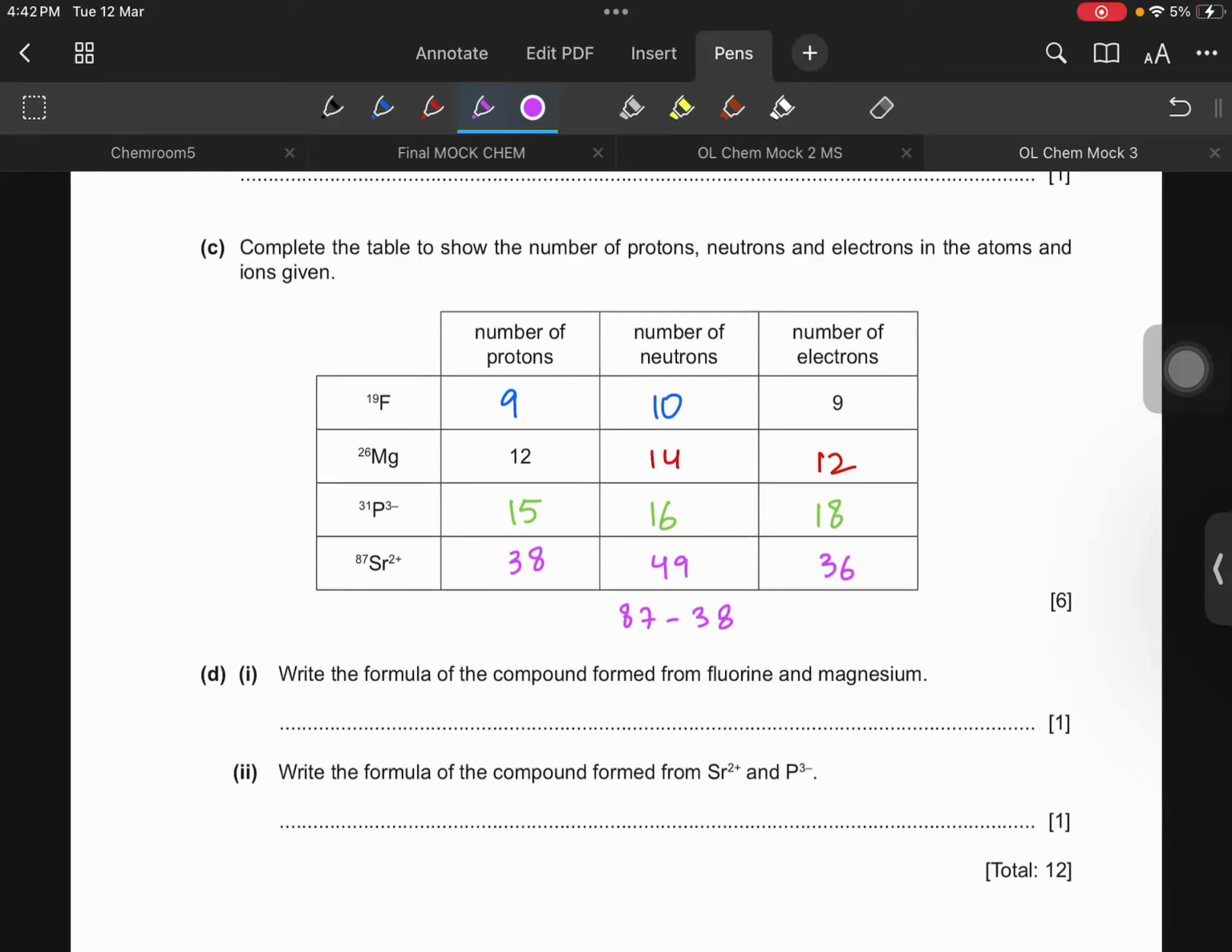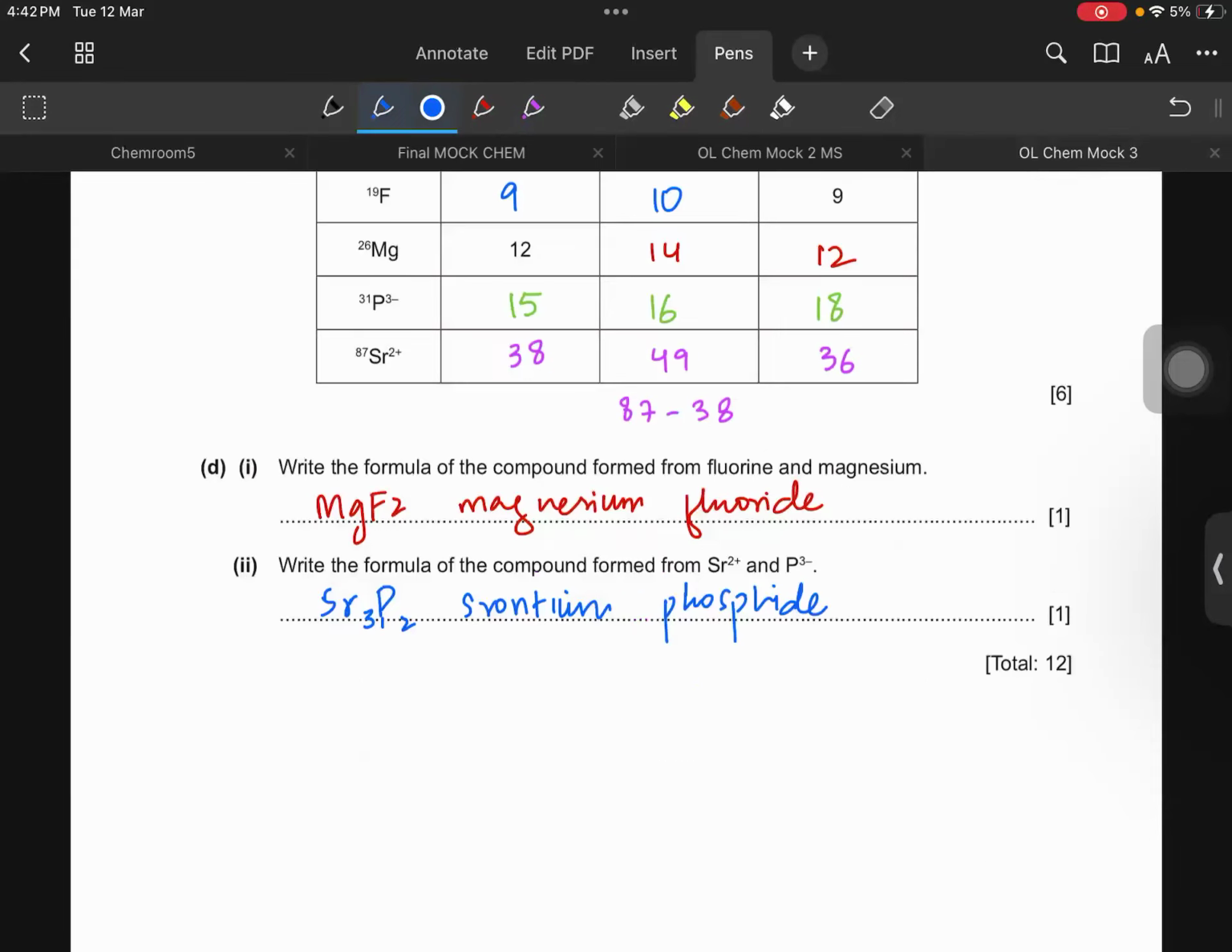MgF2, magnesium fluoride. And what about the second one? Sr3P2, Sr thrice, P2. What will be its name? Strontium phosphate? Strontium phosphide. Phosphate is what we call PO4.